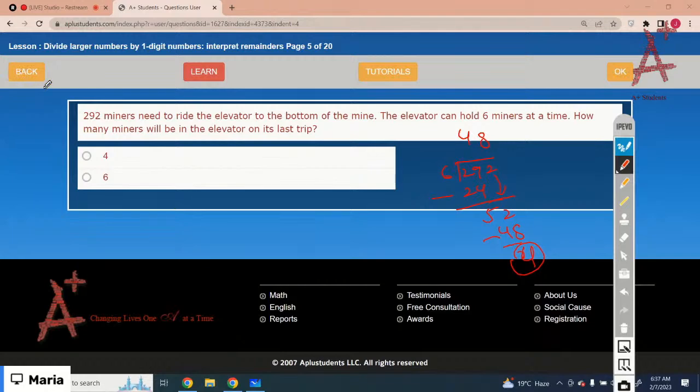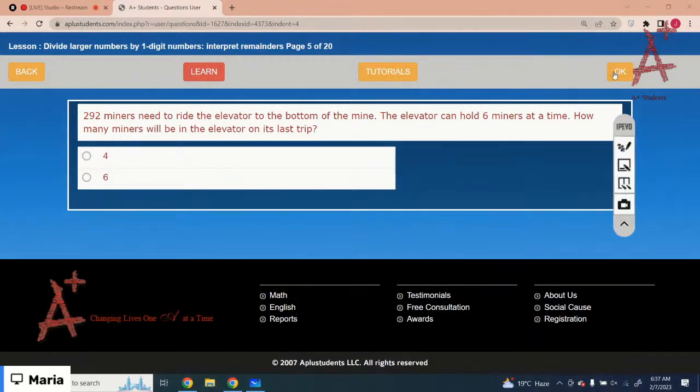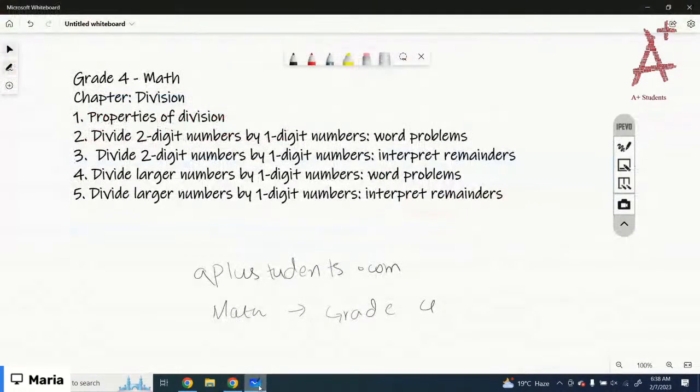Okay, you can complete the test by yourself later today. We are working on grade 4 maths. The chapter name is division. The lessons we have covered today are properties of division; divide two-digit numbers by one-digit numbers, word problems; divide two-digit numbers by one-digit numbers, interpret remainders; divide larger numbers by one-digit numbers, word problems; and divide larger numbers by one-digit numbers, interpret remainders.